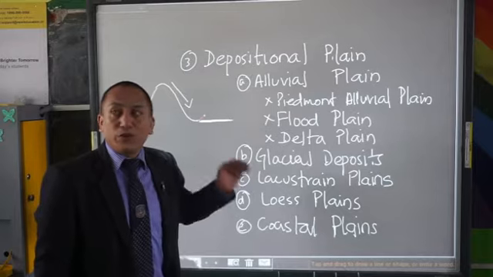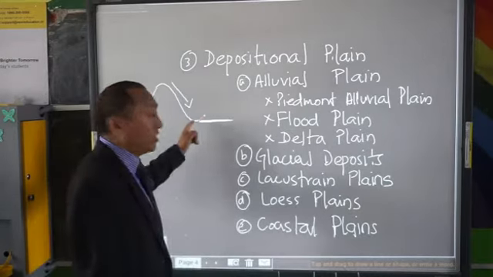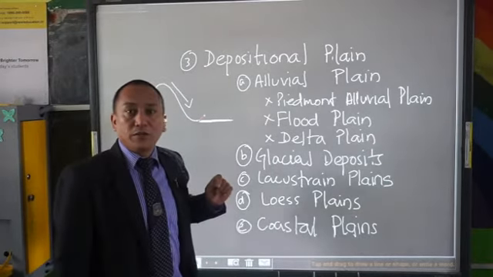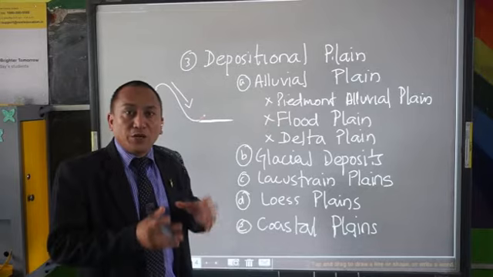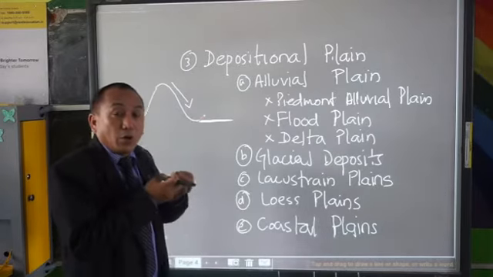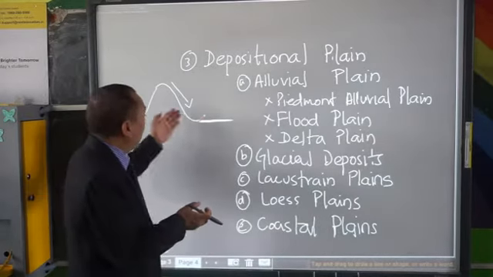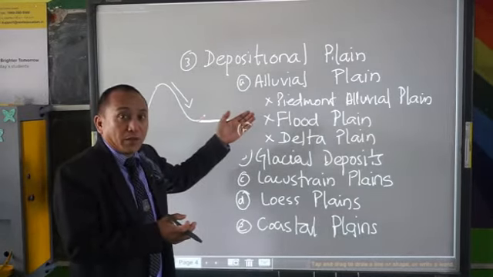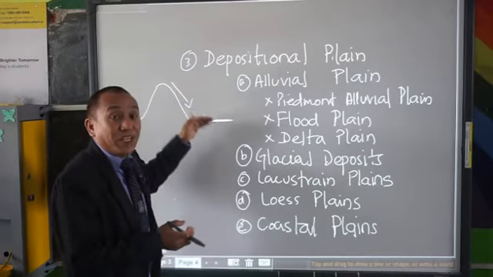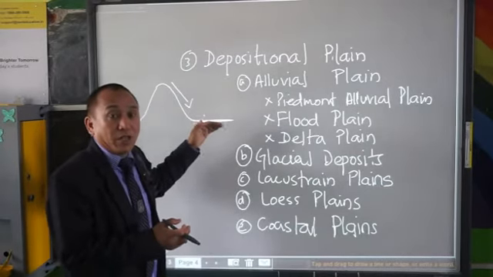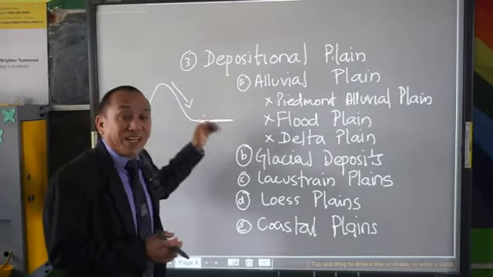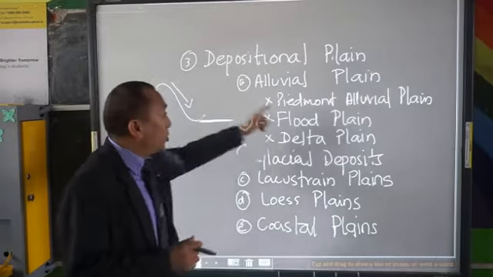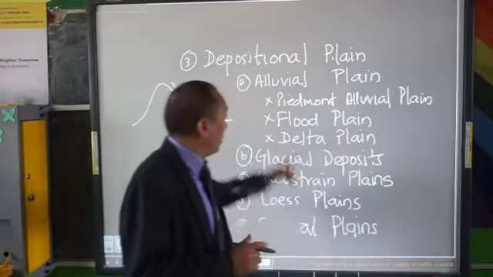A Piedmont alluvial plain is a plain which is formed at the foothill of a mountain. When the river flows down, it is unable to take the very heavy boulders further down to the plain. So it starts depositing them at the base of the mountains, forming a flat land called a Piedmont alluvial plain.